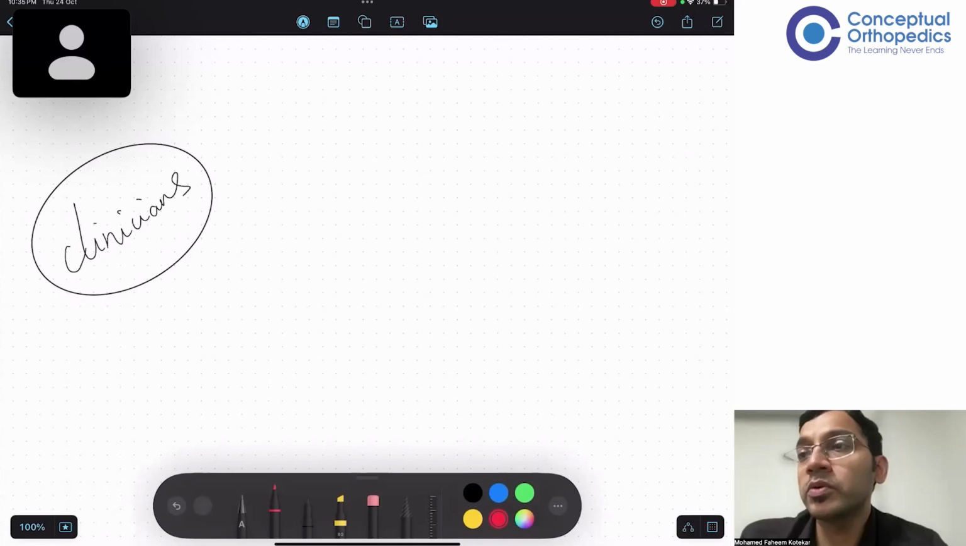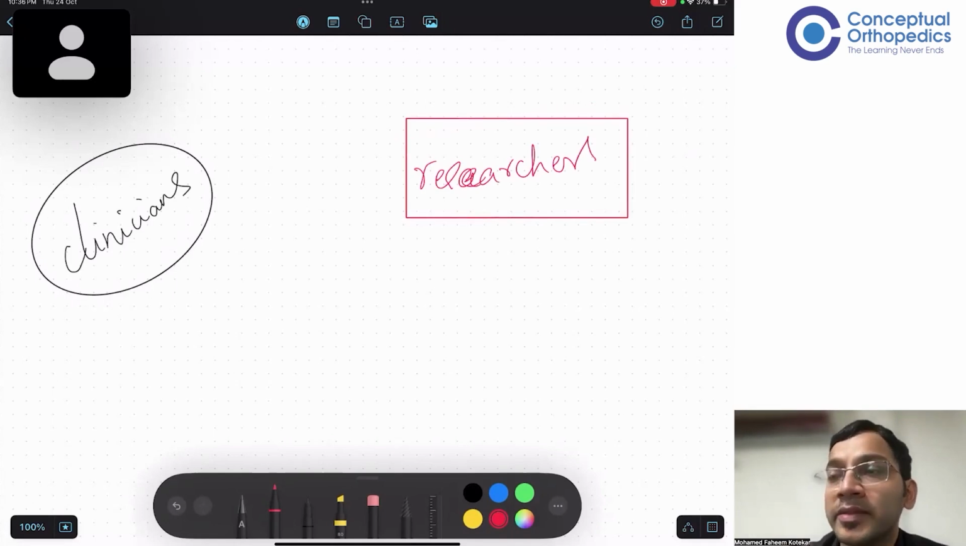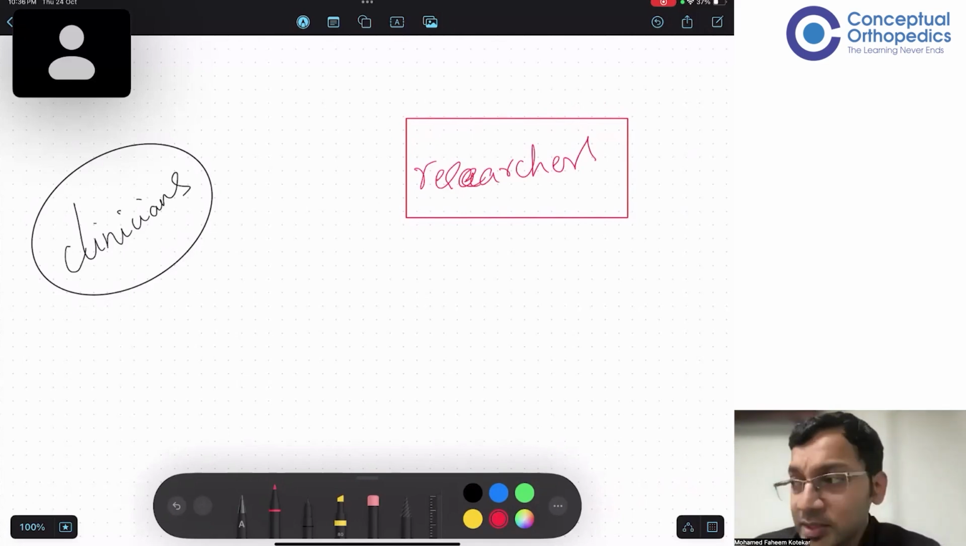So there are two groups of individuals. One are the clinicians, and the second one are the researchers. They're two quite different sorts of individuals. So the clinicians work in the practice. So they are at a university, a private clinic, a government setup, and the researchers are sitting in their offices and trying to come up with solutions to common problems.